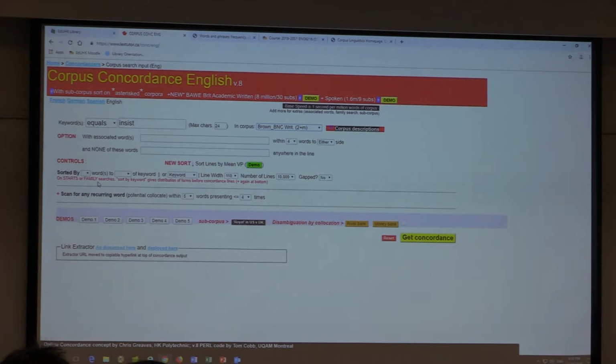Now, okay, I have to sort the word. Now it's a quick test. Now first, which number should I choose, one or two or three? One, okay. Now, left or right? Two choices. Right? Right, that's right. Because we're interested in which words will come after insist rather than before, right? So you have to sort it to the right.